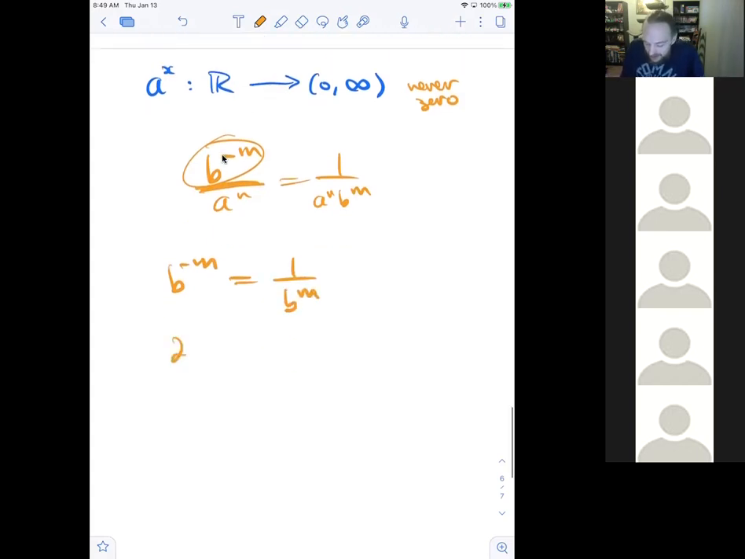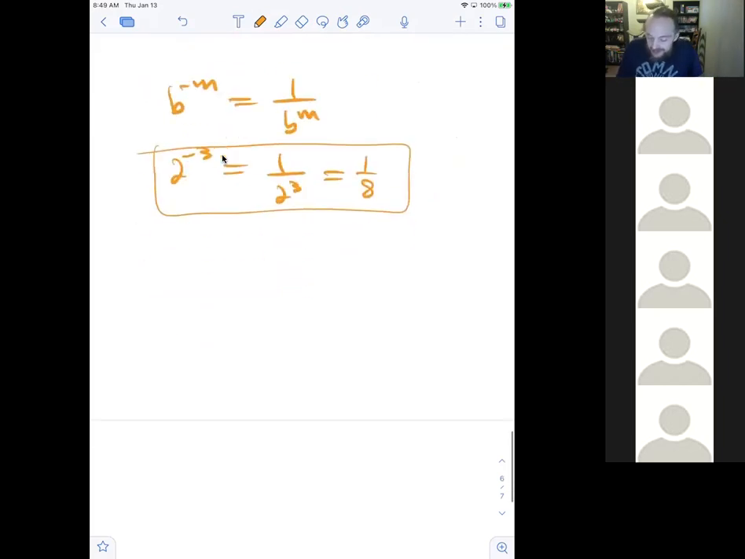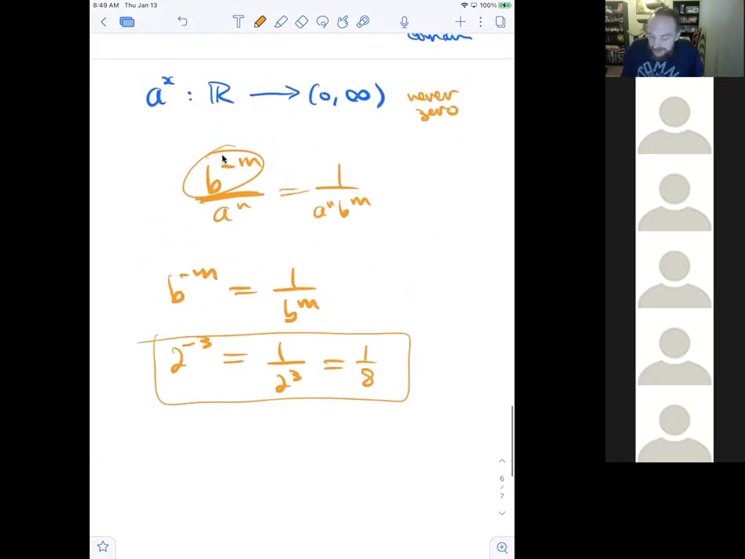And that's why I always use numbers. 2 to the negative 3 is always going to be equal to 1 over 2 to the 3, which is 1 over 8. And then if you're adding those in there, you're just multiplying numbers, basically, is what's happening. Good.